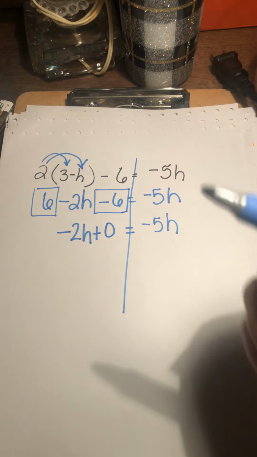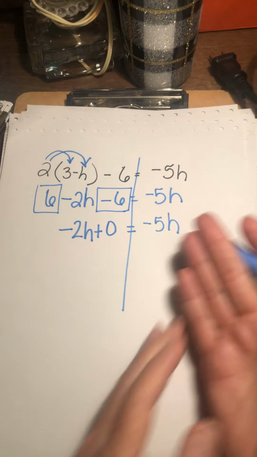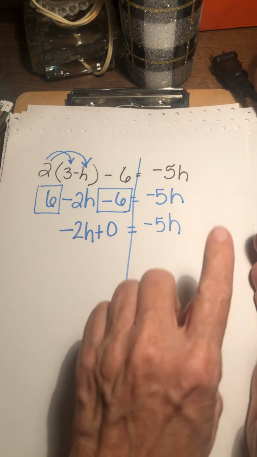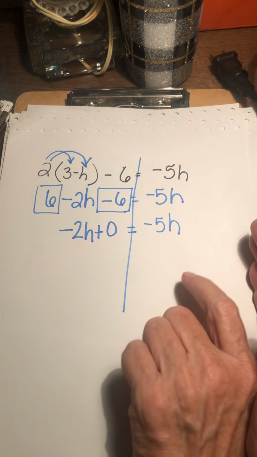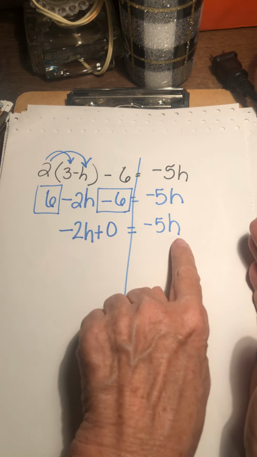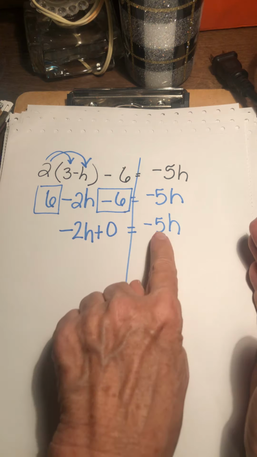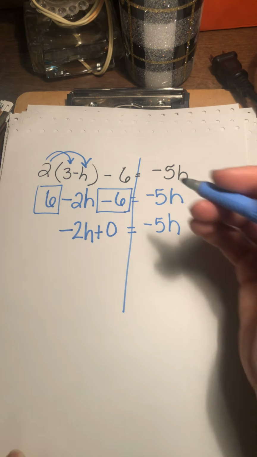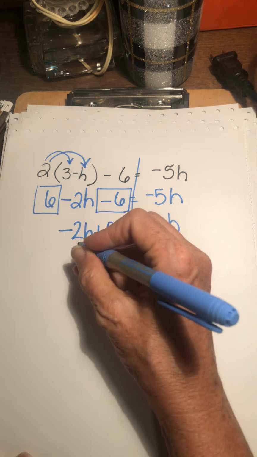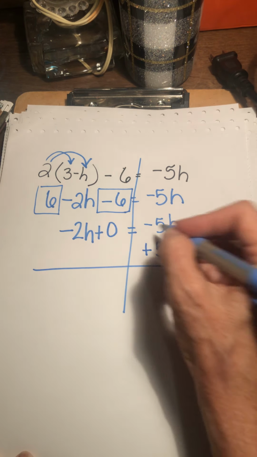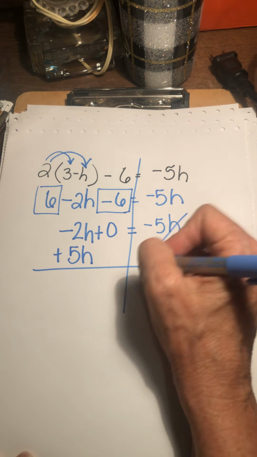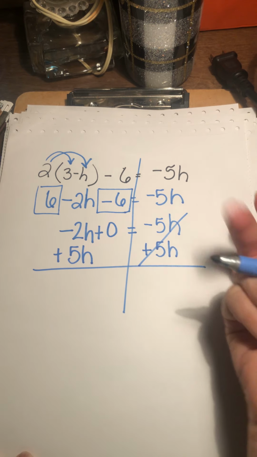So what I need to do is I need to get my h's on one side and my numbers on the other. So right now I have a negative 2h here and a negative 5h here. Because we're creatures of habit and we're used to having the variable on this side, let's go ahead and move this over. So it's a negative 5h. So I need to put its opposite so it moves over on this side because I want to move it over here. So I'm going to put positive 5h. Whatever I do to one side, I do to the other. We know that this goes away because they're opposites.